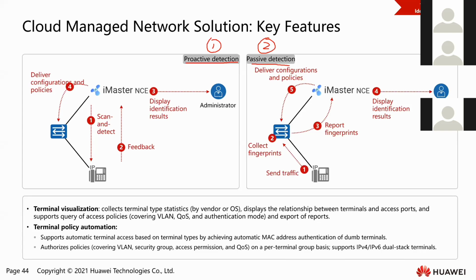For proactive detection, our iMaster NC Campus will keep on scanning and detecting the end devices. Once it detects that an end device is connected to the network, the end device will feed back its information, such as MAC address, or maybe DHCP information, or LLDP information, to our iMaster NC, and it will display on our NC Campus.